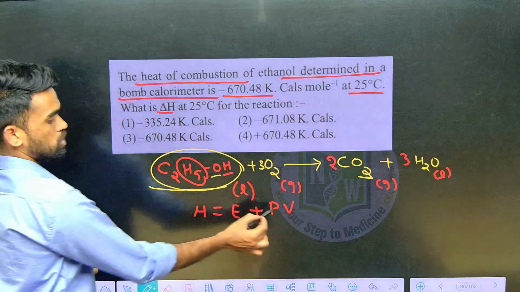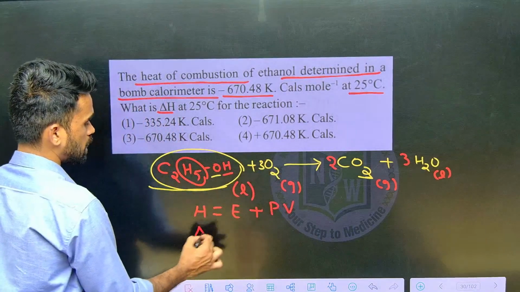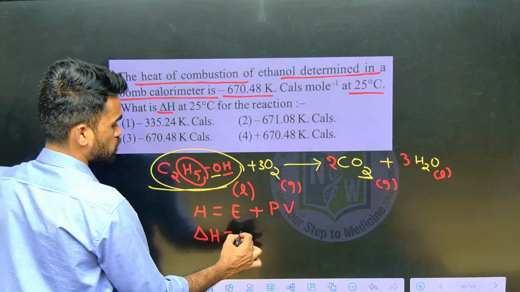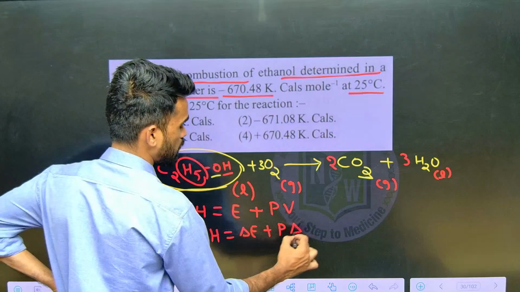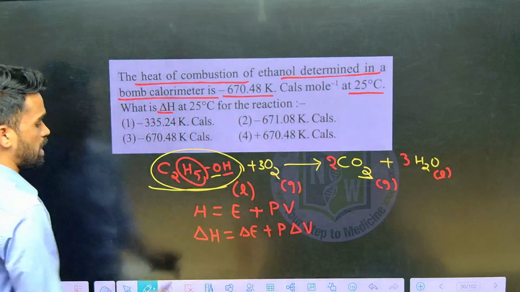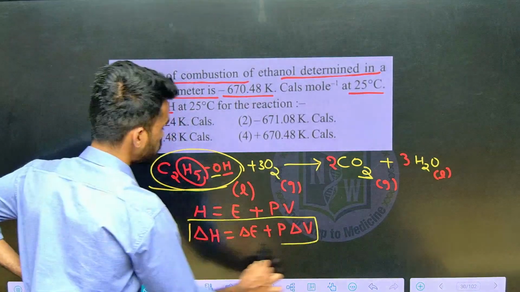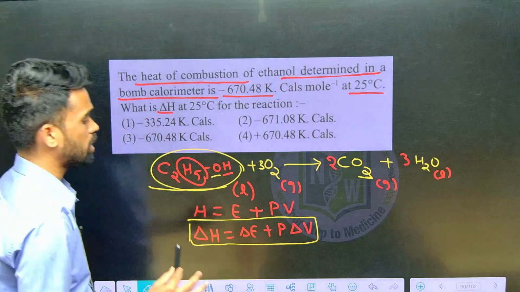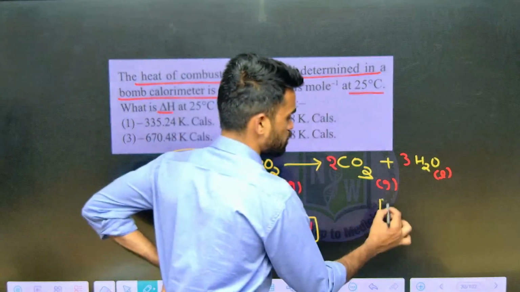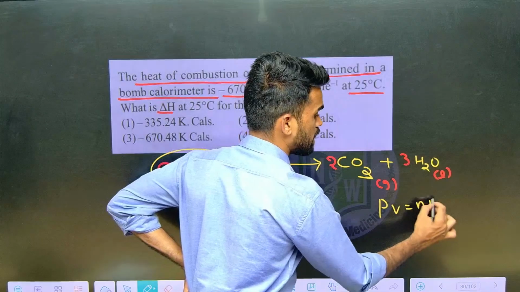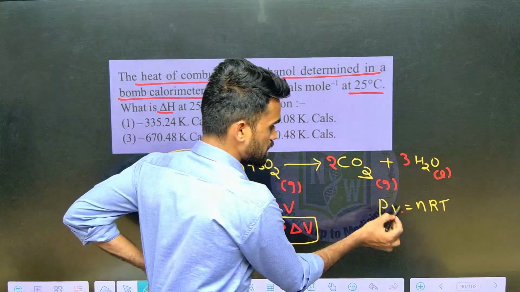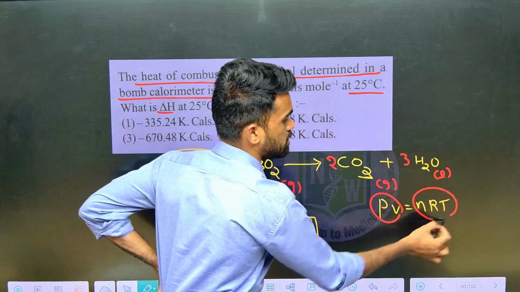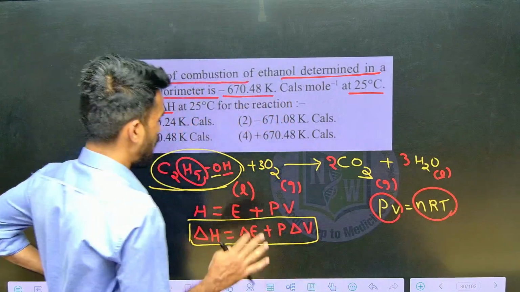Okay, pressure into volume. So change in enthalpy means delta H equals delta E plus delta P delta V. This is the final formula we'll get. Now from here we know the ideal gas equation, PV equals nRT. So now in the place of PV I can also write this. Why I am writing that, I will explain to you.